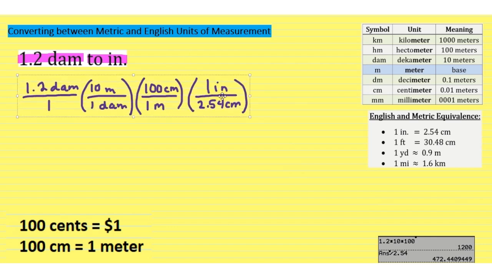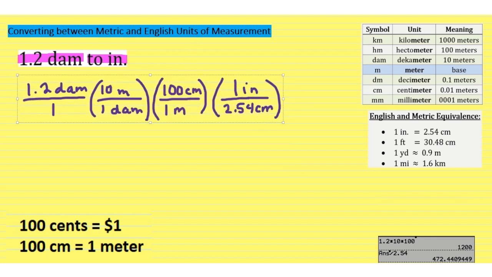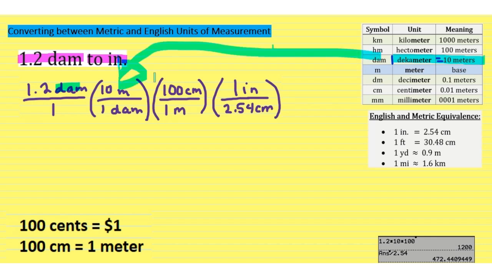Okay, so we look at our chart over here on the right. We've got decameters listed over here. 1 decameter is equal to 10 meters. And that is actually how we are finding our first conversion factor, because 10 meters is equal to 1 decameter. This allows us to cancel out our decameters in the numerator and our decameters in the denominator. That's the goal. Start canceling out until we finally are left with nothing but inches, and that will be our full conversion.